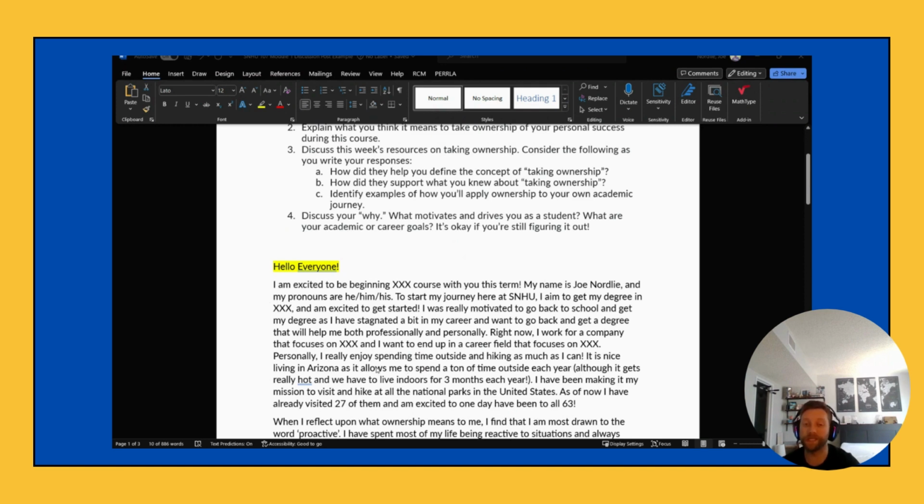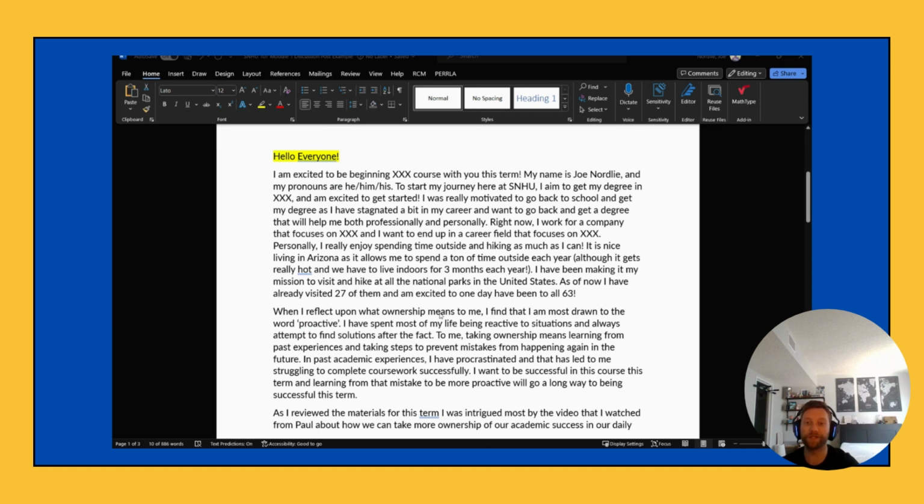I spent a decent amount of time introducing myself to the class, so not only my peers can get to know me, but my professor can as well, because I want them to understand a little bit more about me and who I am as a student. The second section talks about what my personal thoughts on ownership are. That is something I want to stress: spend a little bit of time in this section talking about what ownership means and how you're going to apply it to your academic success.